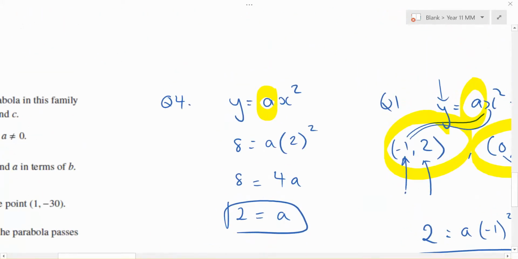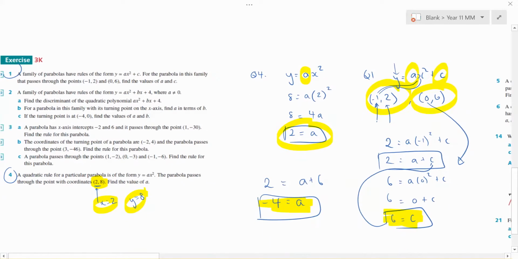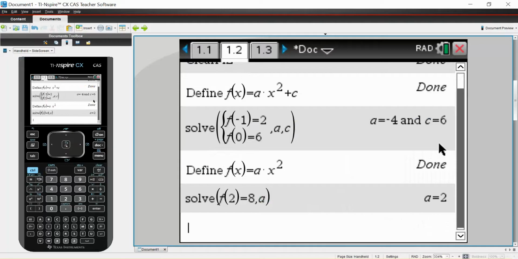See? a equals 2. Okay, so I'm trying to teach you how to do it algebraically, but you can also do it graphically on the graphics calculator. And the only 2 skills I used were define and solve. Cool? Saves a lot of typing.